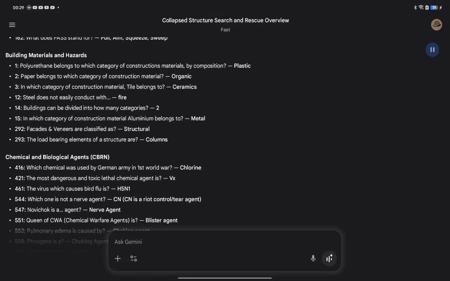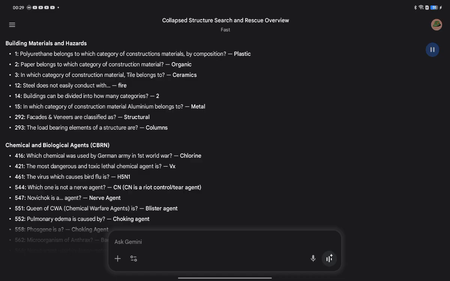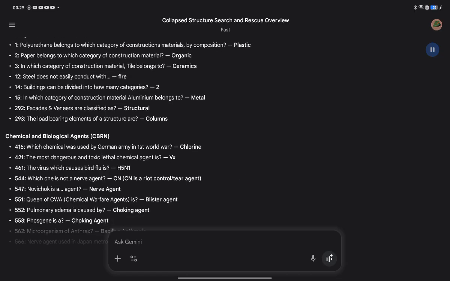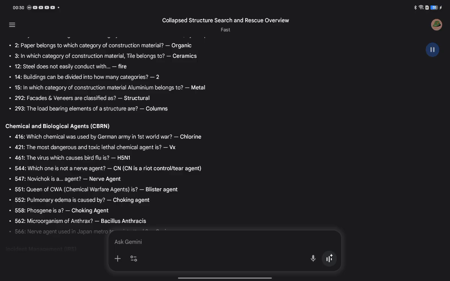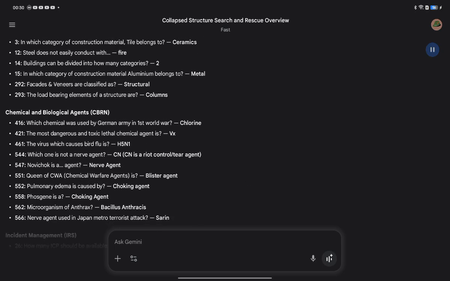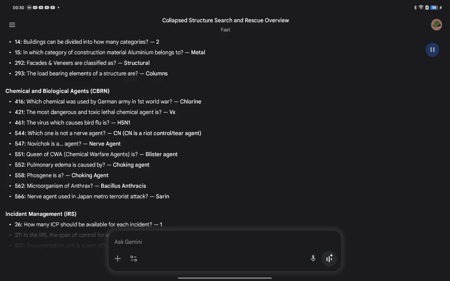Polyurethane belongs to which category of construction materials by composition? Plastic. 2. Paper belongs to which category of construction material? Organic. 3. In which category of construction material does tile belong? Ceramics. 12. Steel does not easily conduct fire. 14. Buildings can be divided into how many categories? 2. 15. In which category of construction material does aluminium belong?